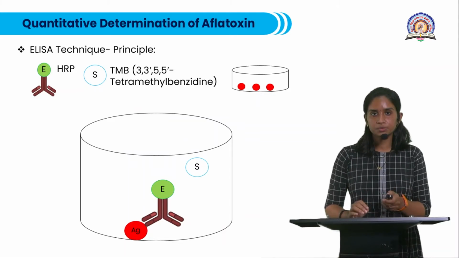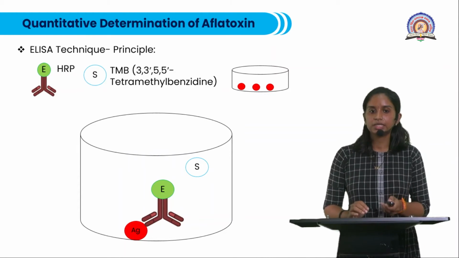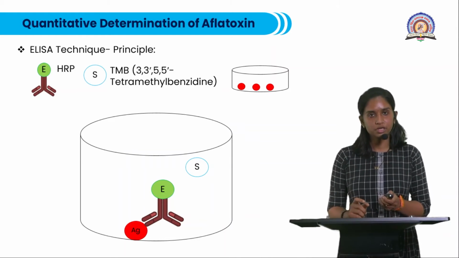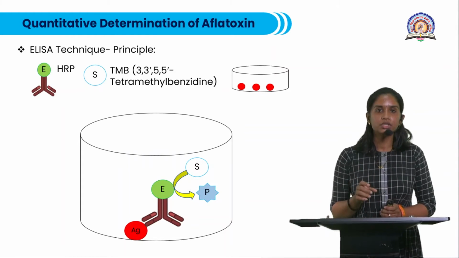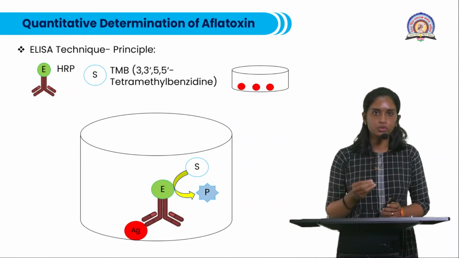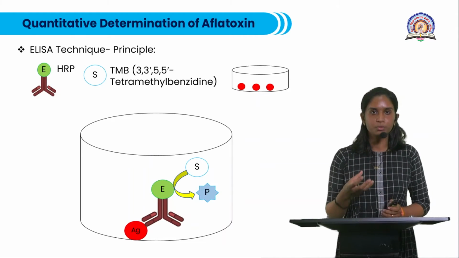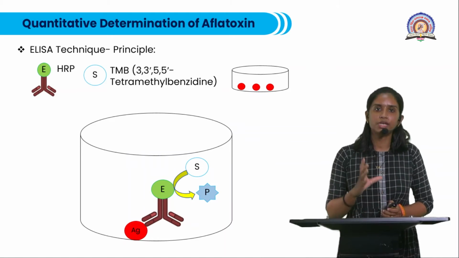So chromogenic substrate will be added here, and if enzyme is present, then this enzyme will act on the substrate molecule and it will convert it into colored product. Now this color you can visually see in the microtiter plate, and you can measure its intensity also by taking its optical density. So this is the basic of ELISA technique.